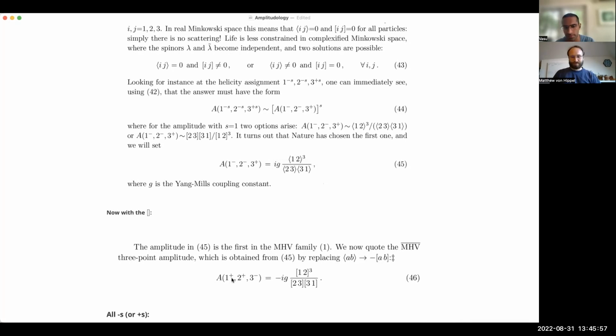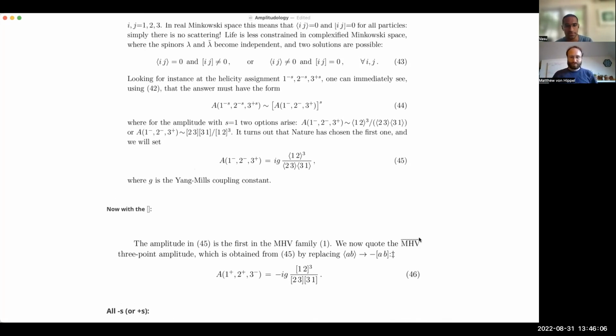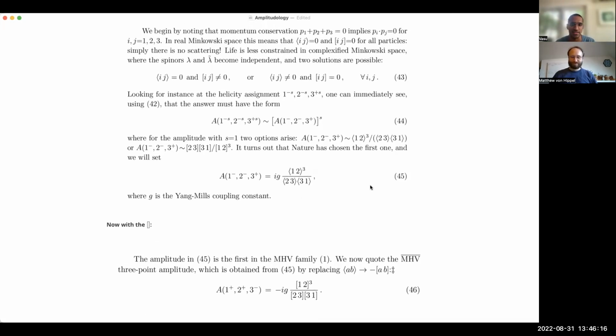Now, the same thing is true if we reverse the helicities, except now we're going to have the angle brackets, and that's called the MHV bar 3-point amplitude. And so I guess we should explain what M, H, and V are: the maximally helicity violating. From what I can tell, it's mostly one kind of amplitude, or one or two of the other kind. But is that the broadest definition?